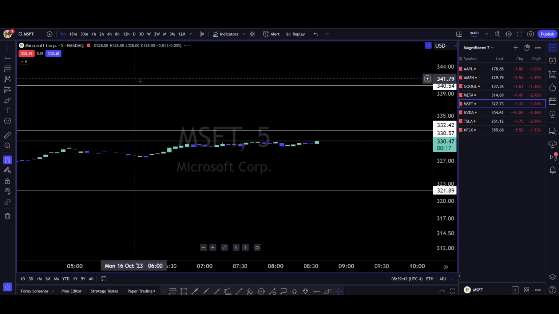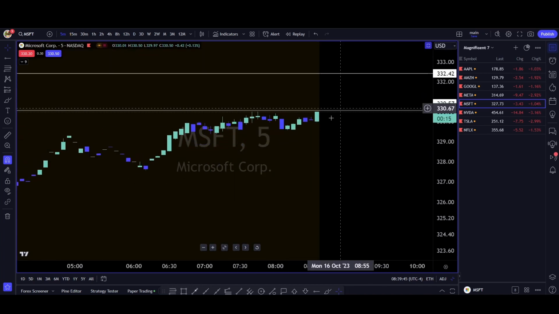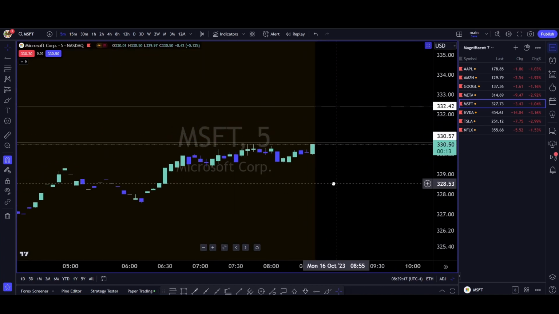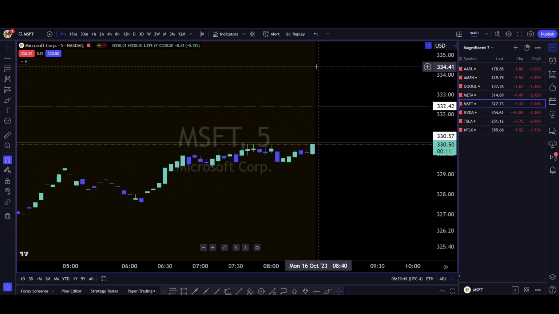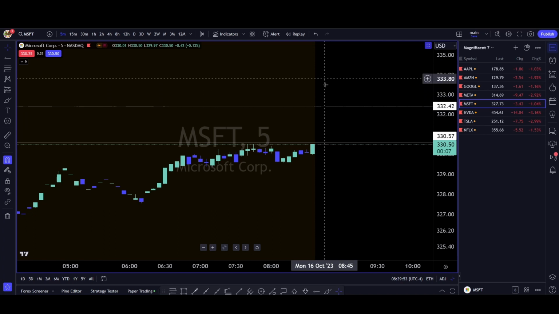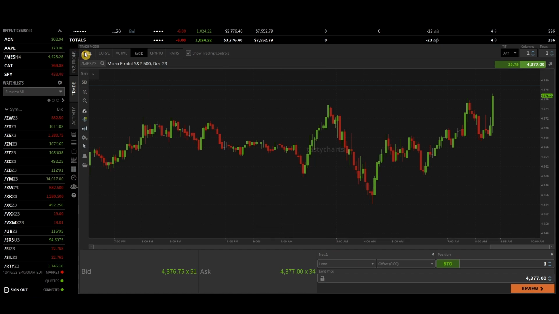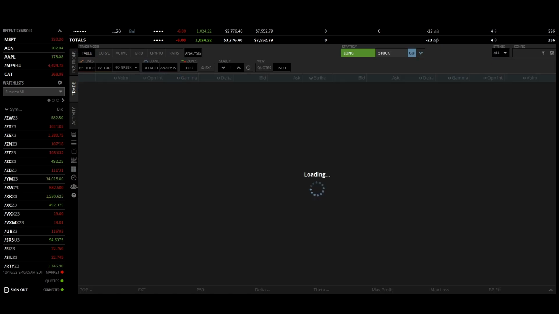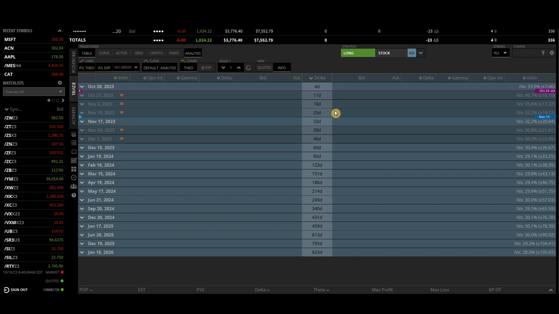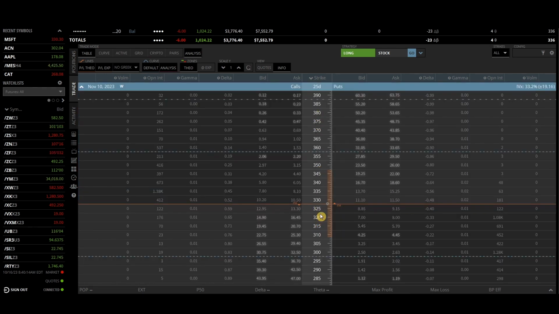All right. If it does blast through those two levels at the open, because usually the open is where you get your big candles, we'll see if it drops back down below 332 before the close. If so, then we'll look to put a bearish put spread on at 332. On Microsoft, they got earnings coming up and a dividend on. So we'll put it for 25 days out.